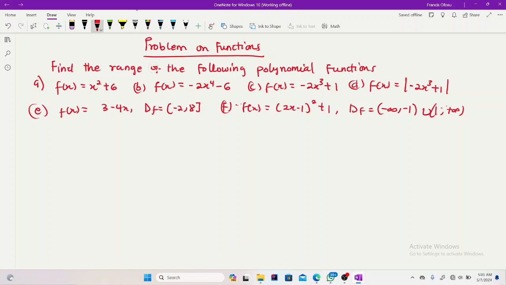In this video, we're going to solve problems on functions. I have a problem here, which is: find the range of the following polynomial functions.